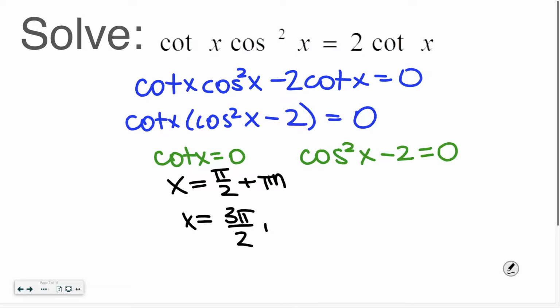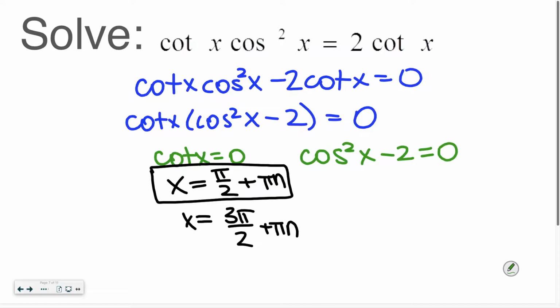pi. Now, how far apart are pi over 2 and 3 pi over 2? They're pi apart. So if you put just this one answer, it is sufficient. This is technically redundant, but I will let you be redundant if you want to write both of them. Back of the book is only going to have this guy right here.